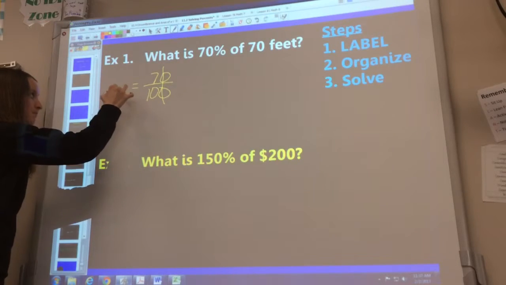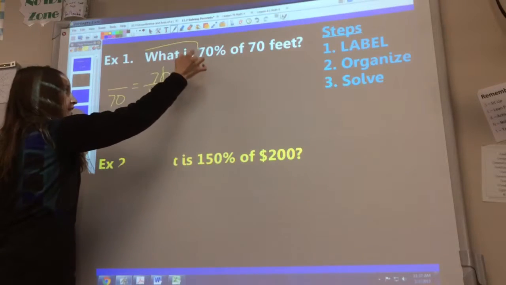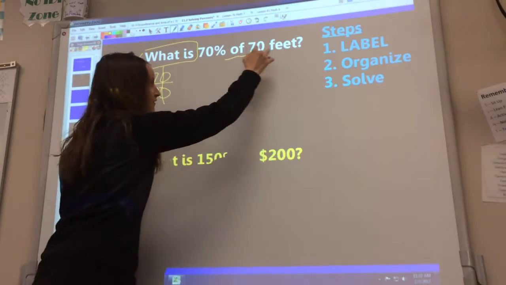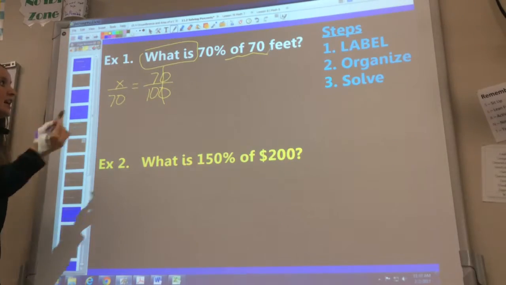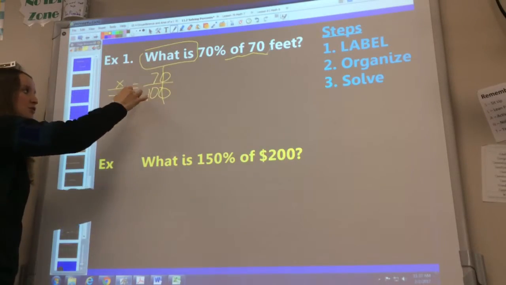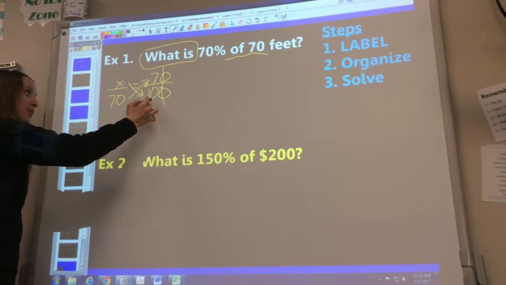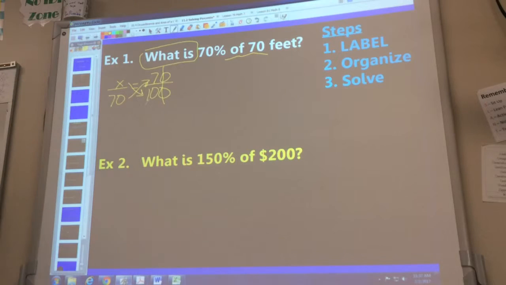Perfect. Okay, and this should help you out. It's asking what is. So we put an X there, okay? And then it says of 70. That should help us remember this. I just like to simplify that just to work with smaller numbers because then I can do this in my head. We have to cross multiply, so then Cody, cross multiply means what again?